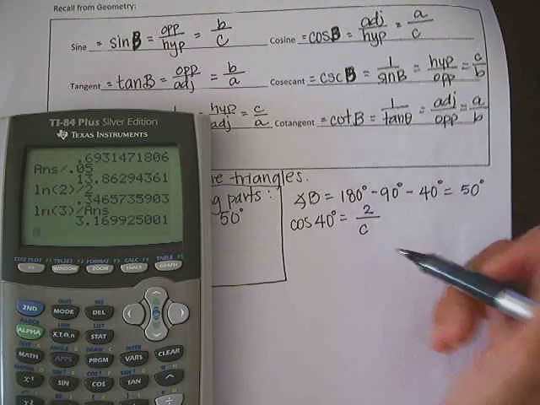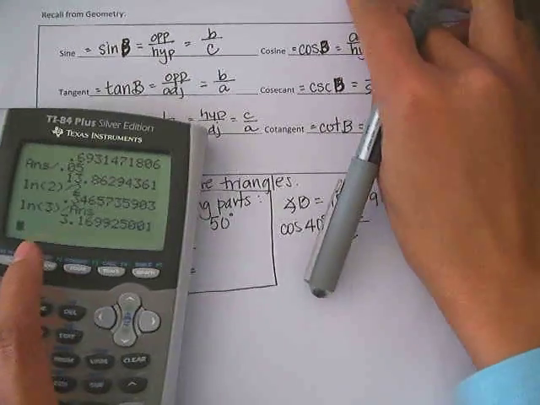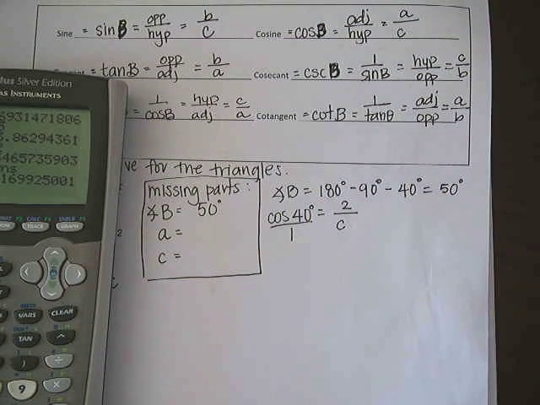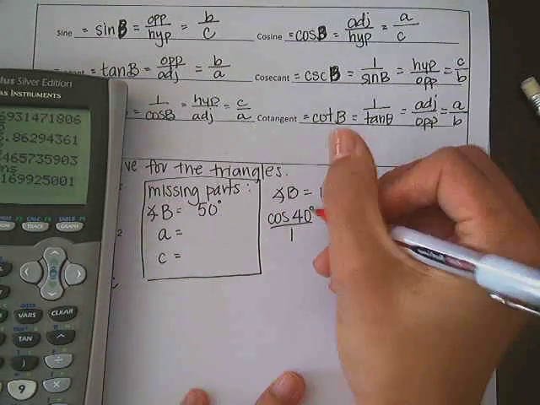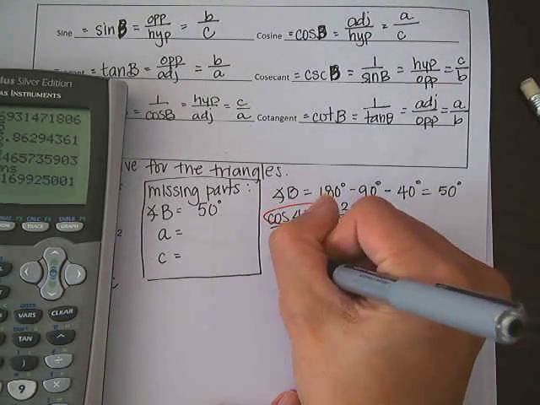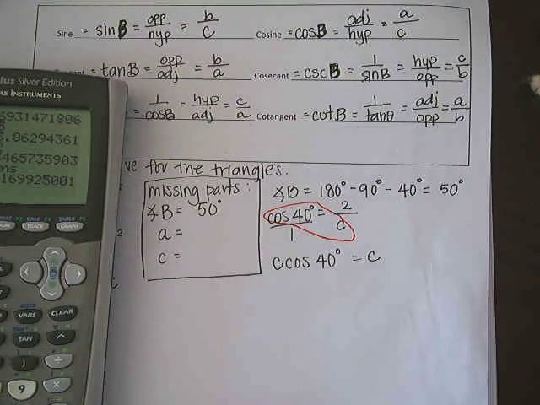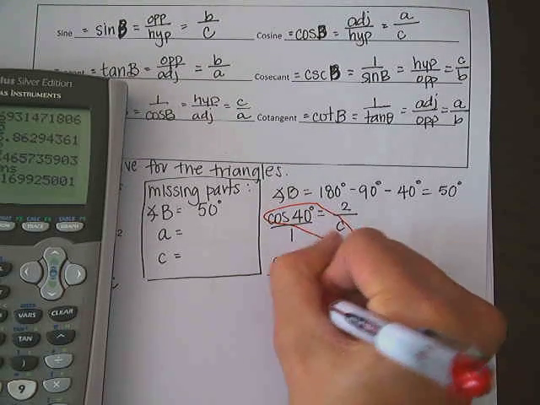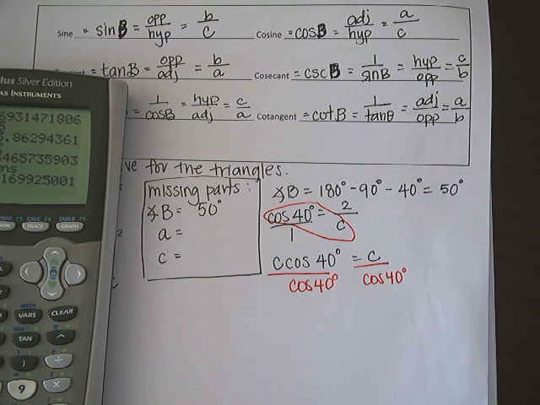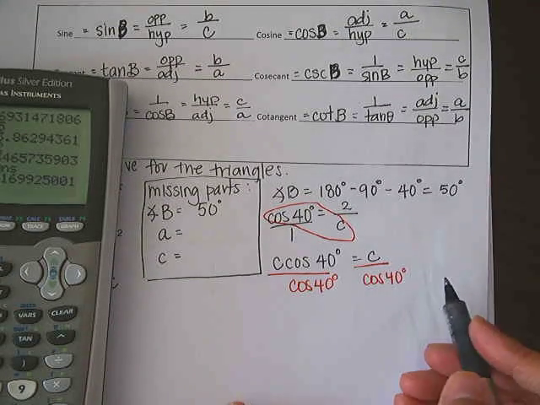Now I need to solve for my C. I don't want you to round until the very last step. I'm going to cross multiply, so this is now over 1. When I cross multiply, I have C times cosine of 40 degrees equals 2. Then I'm going to divide both sides by cosine of 40 degrees. Again, don't round until the very last step. You do need to write the bubble right here to represent degrees. If you don't write the bubble, I'm going to assume it's in radians.